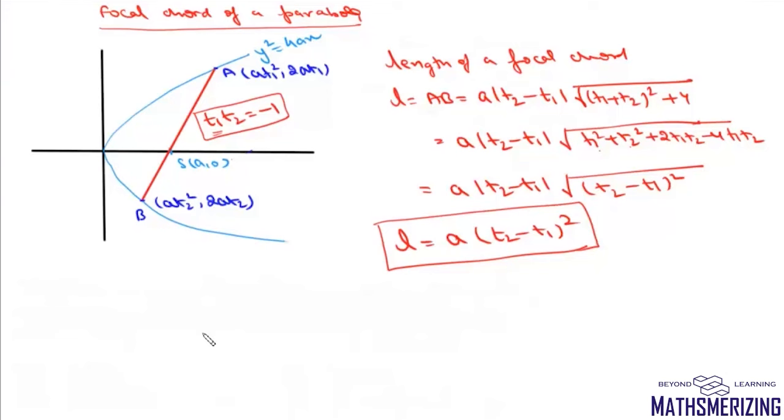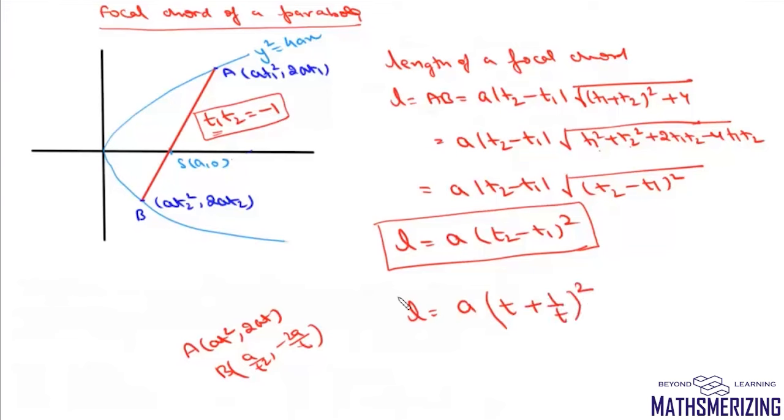And if we are taking it in terms of parameter t, so we are taking the points as either at square, 2at and a upon t square, minus 2a upon t. In that case, this length will be equal to a and then t. Now t into t dash is equal to minus 1. So then it will be t plus 1 upon t whole square. So this is how we can write the length of any focal chord of a parabola.